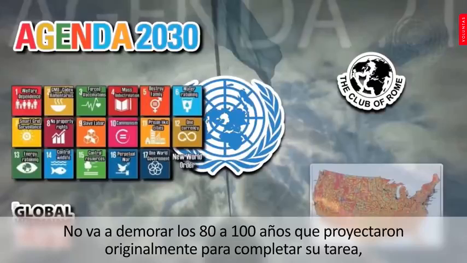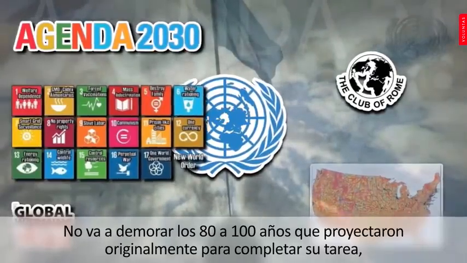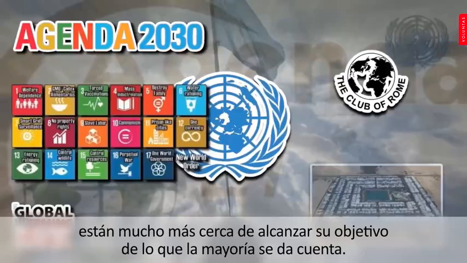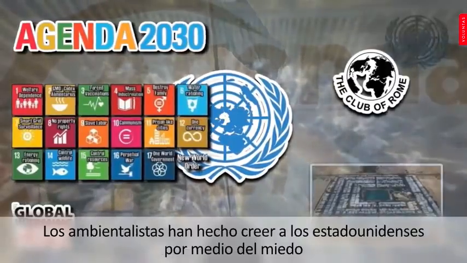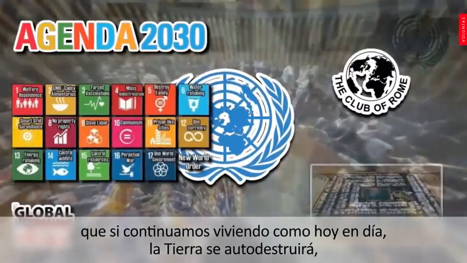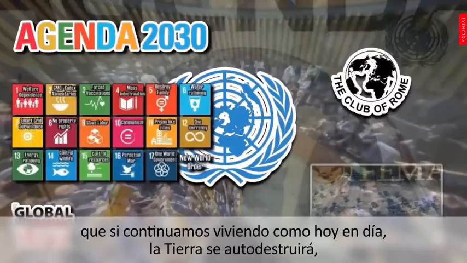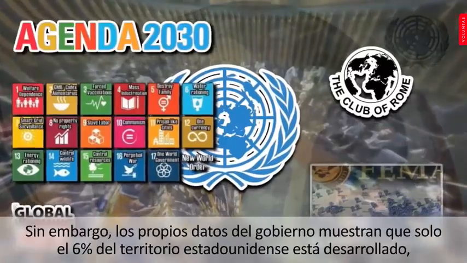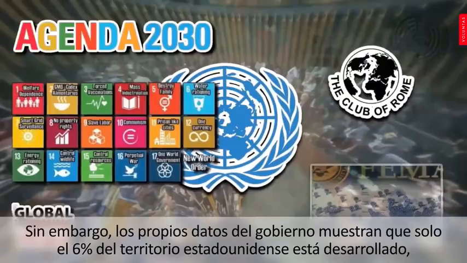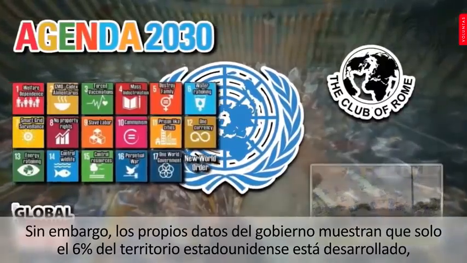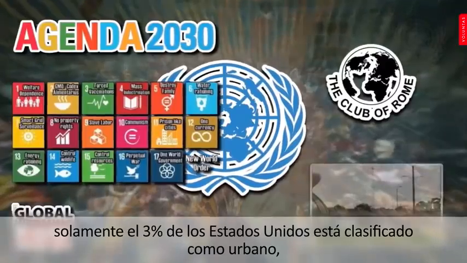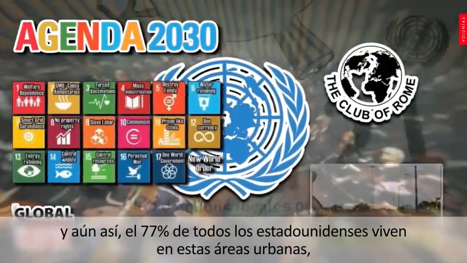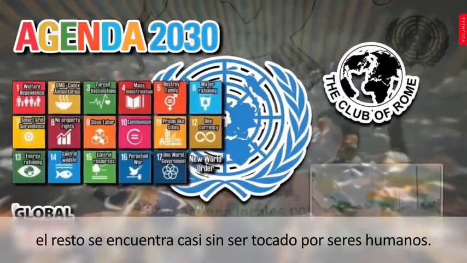It will not take the 80 to 100 years they originally projected to complete their task. They are much closer to achieving their goal than anyone realizes. Environmentalists have scared Americans into thinking that if we continue to live as we are today, the Earth will self-destruct, species will die, and the globe will be covered with development. However, government data shows that only 6% of America's landmass is currently developed. Only 3% of America is classified as urban. Yet 77% of all Americans live in these urban areas. The rest is still largely untouched by humans.